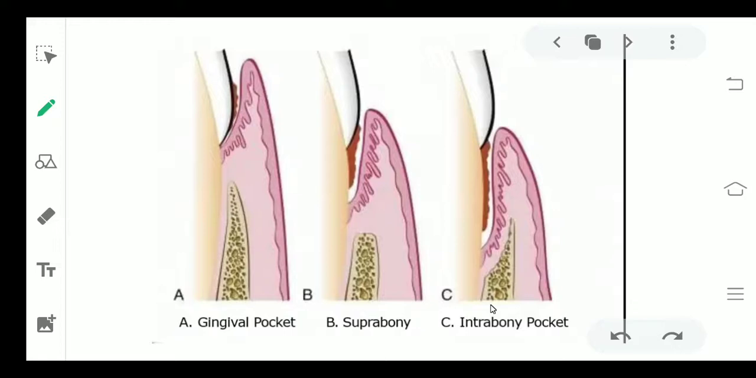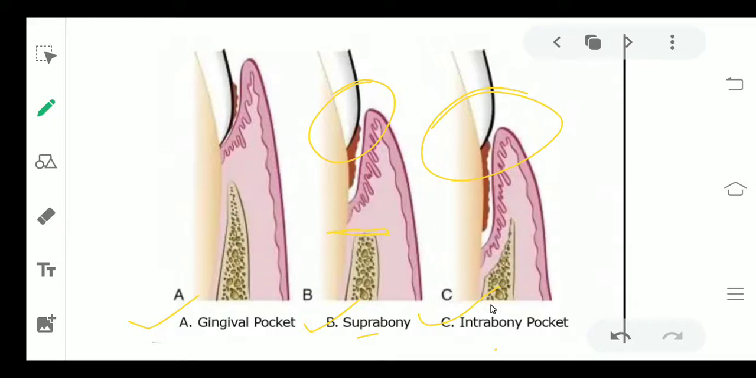Now pocket can be of different types, either a gingival pocket, a suprabony pocket, or an infrabony pocket. Now suprabony is above the bone and infrabony is below the bone. So as you can see in the figure itself, what is above the bone and below the bone. So here this is the suprabony and infrabony.